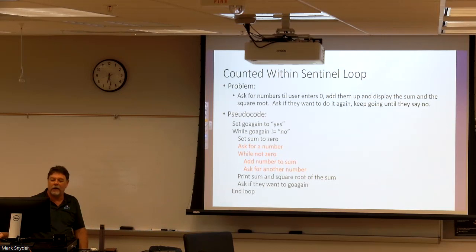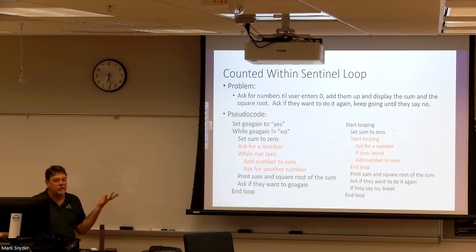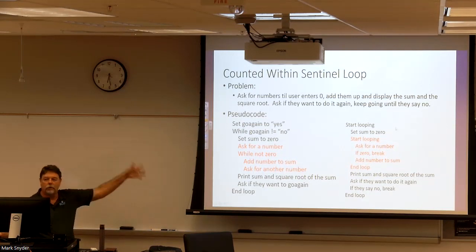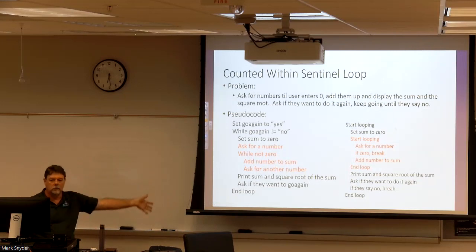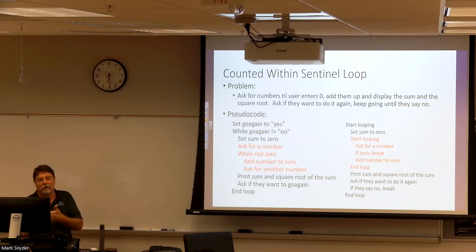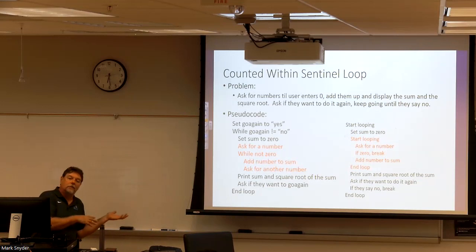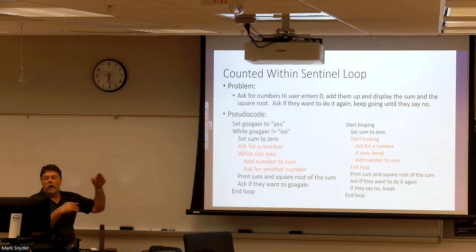Okay, let's see if there's another variation of this. The one on the right has a little different structure, but believe me, they both do the exact same thing. The one on the right just says start looping. It's while true, loop forever. Then on the inner part, you notice this looks very familiar. I'm doing the exact same inner work for the inner loop as I did on the left, but I did it differently. The inner loop on the left has a pre-test. The one on the right has a mid-loop test. I'm using the break thing.